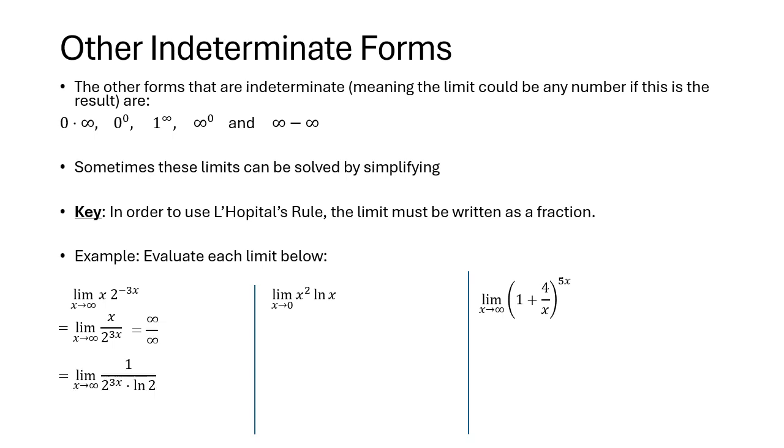Using L'Hopital's rule, the derivative of x is 1, and the derivative of 2 to the 3x is 2 to the 3x times natural log 2 times 3. Plugging in infinity for this, we get 1 divided by infinity, which is 0. And at this point, we are done, and this limit is 0.